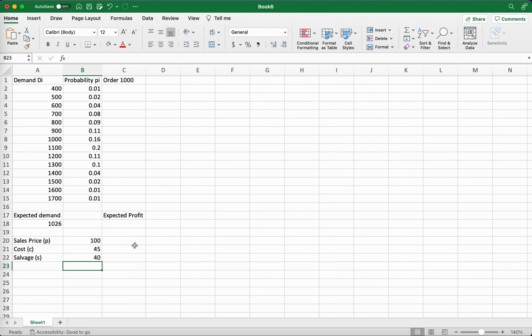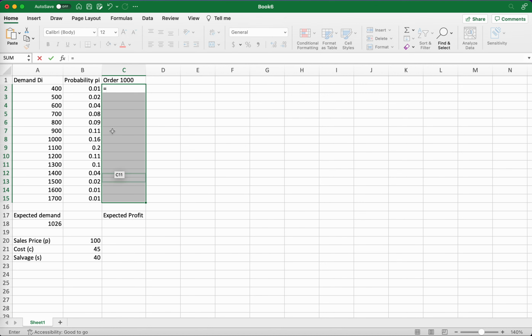So to find the expected profit, we'll calculate the profit for each of these scenarios, and then just calculate the expected profit just like we calculated expected demand. So this scenario happens with a probability of 1%, this scenario with a probability of 2%, and so on. So we'll just calculate the expected profit that way, right? So let's calculate this expected profit.